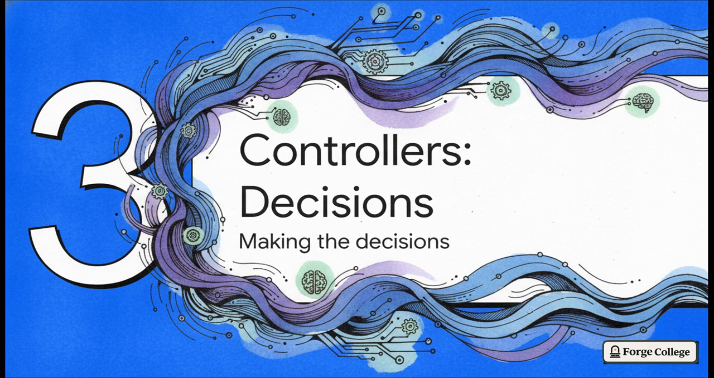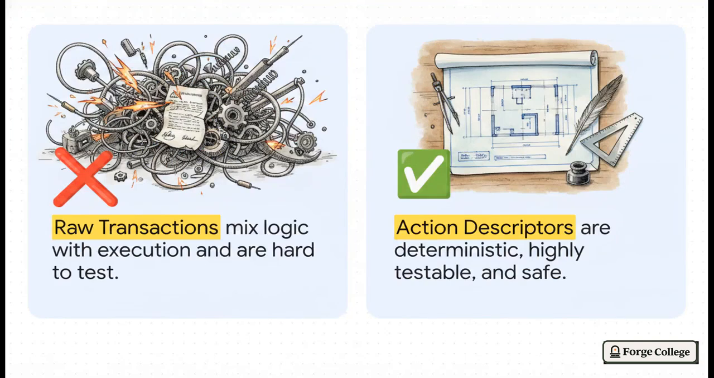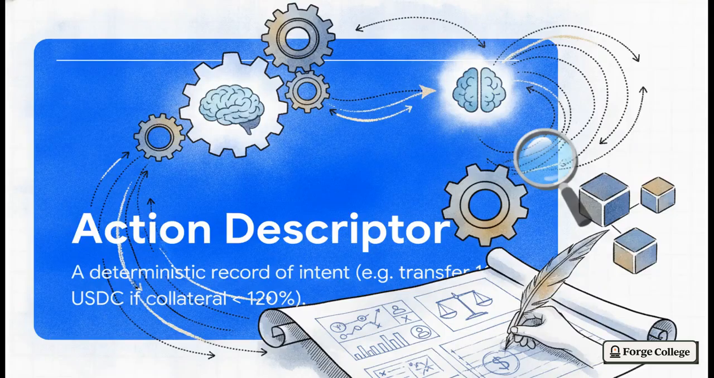Moving right along to Section 3, controllers making the decisions. Once those sensors collect all that raw data, they package it up and send it straight to the brain of the operation, the controller. But here is an absolutely crucial distinction. You never, ever want your controller spitting out raw, signed transactions directly. Why? Because that mixes your logic directly with execution, and honestly, trying to test that is a complete nightmare. What you want instead is an action descriptor output. This keeps your controller deterministic and highly testable, meaning you can safely run its logic through thousands of scenarios without risking a single token.